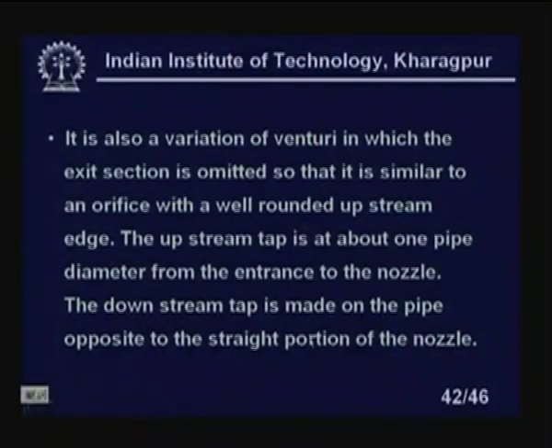The flow nozzle is also a variation of the venturi in which the exit section is omitted. We do not have an exit section if you look very carefully. So, it is similar to an orifice with a well rounded upstream edge. The upstream tap is about 1 pipe diameter from the entrance to the nozzle, and the downstream tap is made on the pipe opposite to the straight portion of the nozzle. That we have already discussed, we have shown that.